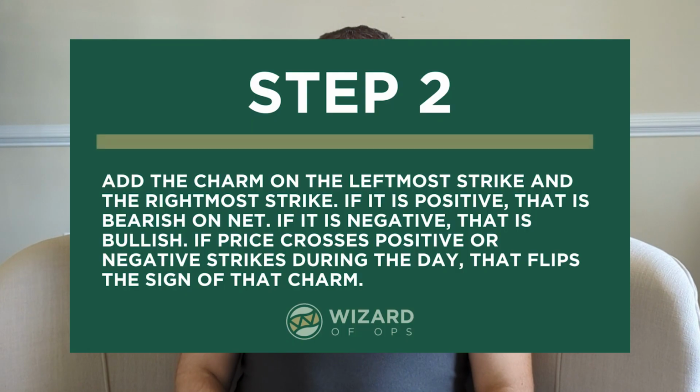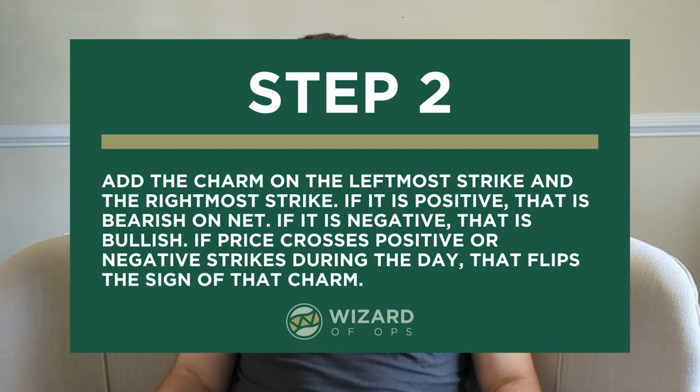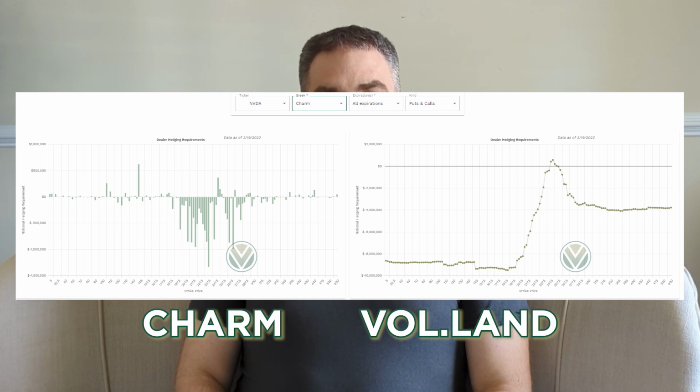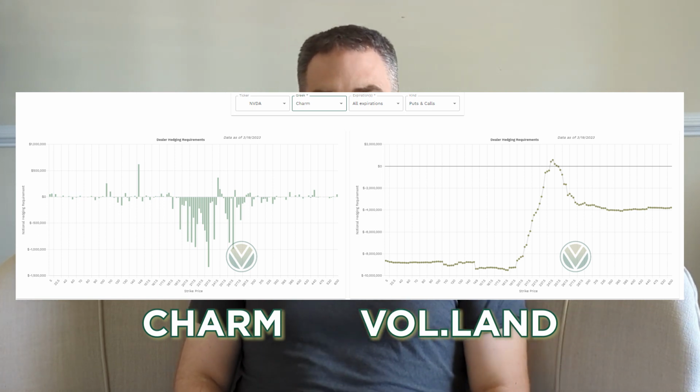Step 2, charm. Add the charm on leftmost and rightmost strikes. If it is positive, that is bearish on net, and if it is negative, that is bullish. If price crosses positive or negative strikes during the day, that flips the side of that charm. Here is NVIDIA's charm profile today, March 20th, 2023.